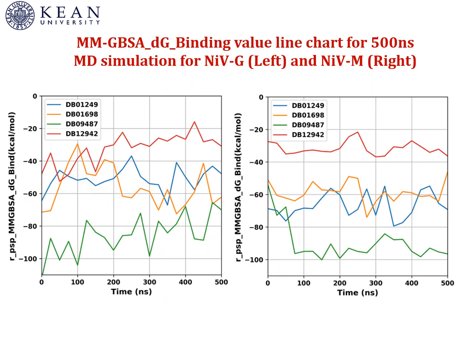On the other side, we have run molecular mechanics energies combined with the generalized Born and surface area, which is the MMGBSA study. And here we found that in the case of targets 2VSM and 7SKT, ligands DB01249 and DB09487 demonstrate the most consistently low binding free energy throughout the 500 nanosecond simulation.